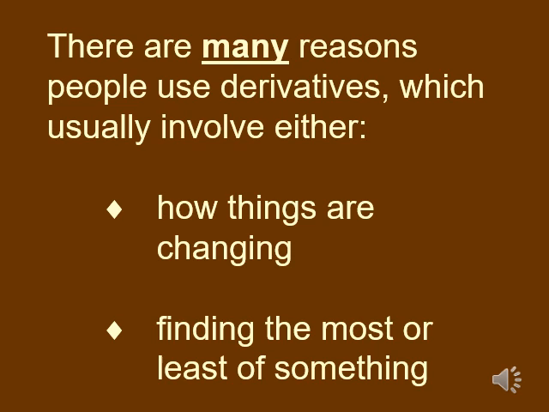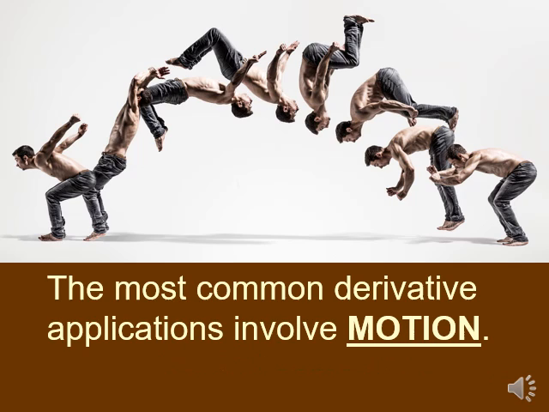They either look at how things are changing, which makes sense since derivatives tell you a slope, and slope means a rate of change. The other thing is that they'll tell you the most or the least of something, and that's because when you're at the top or bottom of a graph, the derivative is always equal to 0. We're going to be looking at at least 3 different applications of derivatives. We'll start with what are basically physics problems, problems that involve motion.